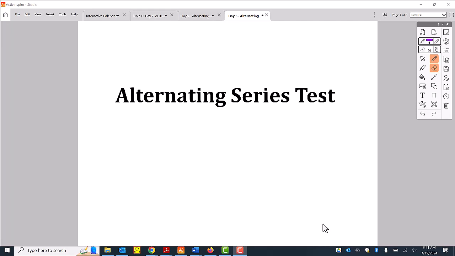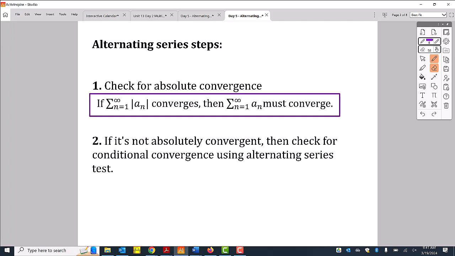All right, today we're looking at the alternating series test. Now, the alternating series test actually has three outcomes. The first is absolute convergence. Absolute convergence means that if you get rid of the part that makes it alternating and it converges, then it converges absolutely. Completely converges. The second is conditionally converges. That's where we'll use the alternating series test. Then the third is diverges.